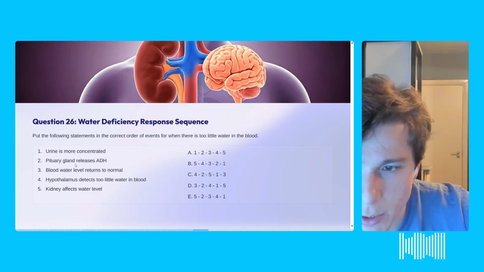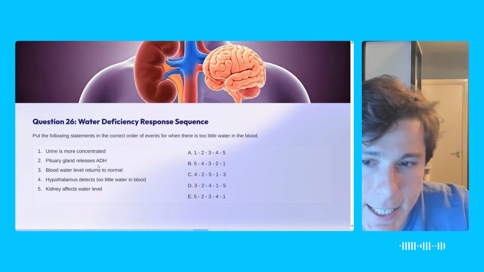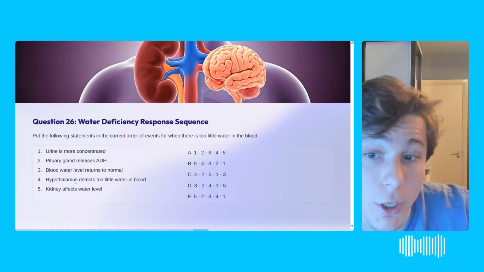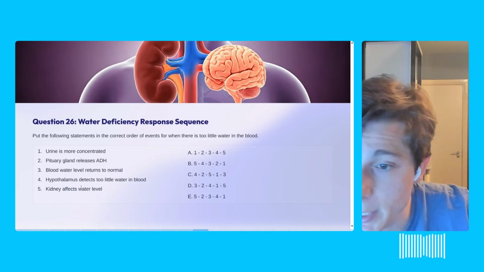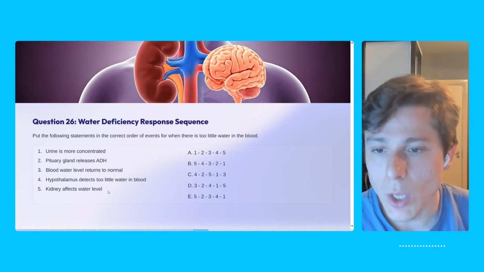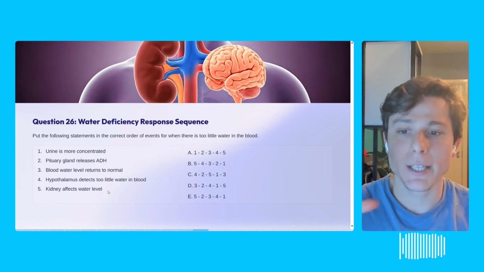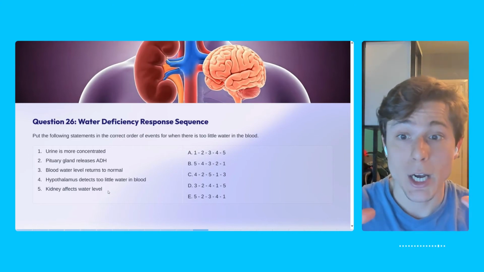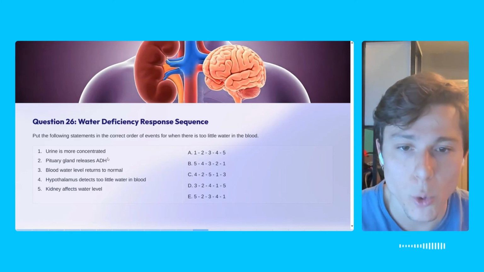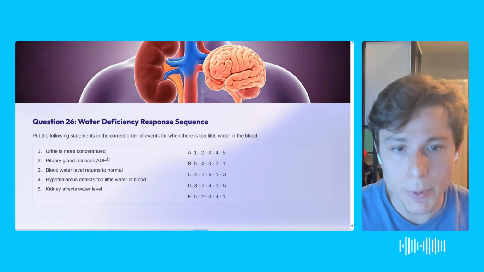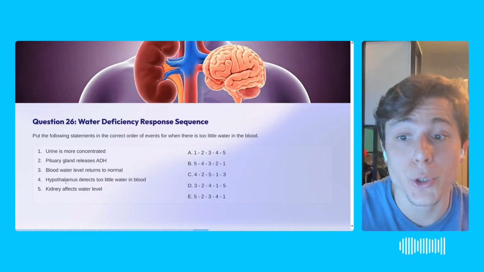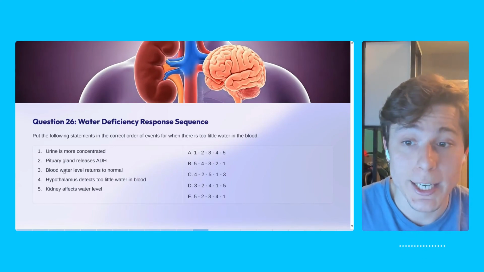Urine is more concentrated. Pituitary gland released ADH. Blood water levels return to normal. Hypothalamus detects too little water in blood. Kidney affects water level. So let's put this in order. It's important to remember that the hypothalamus is responsible for producing the ADH, the antidiuretic hormone. It's the hormone that is going to stop us from peeing. The hypothalamus will produce it, but it will store it in the pituitary.